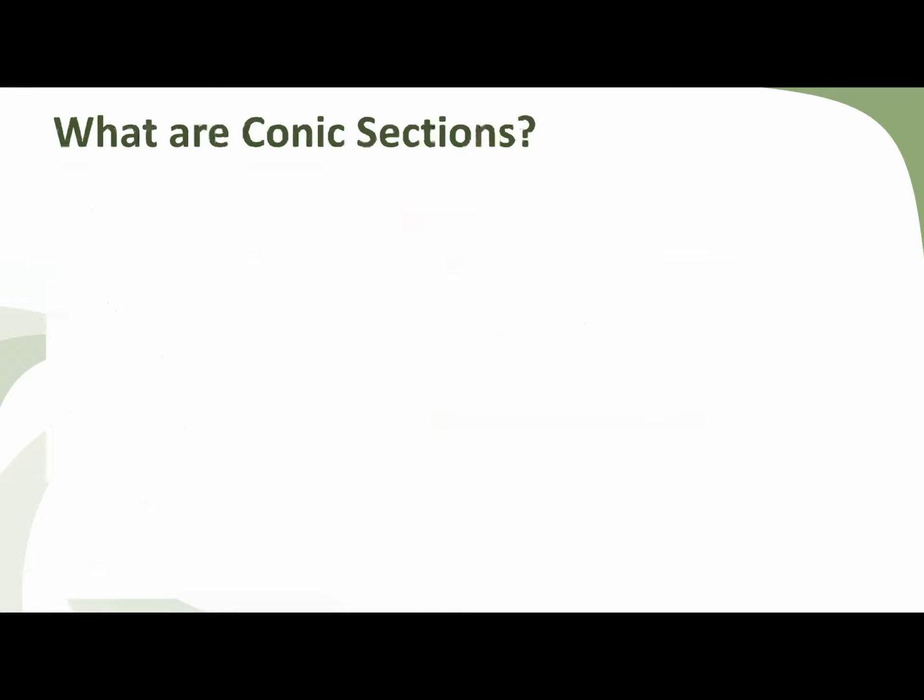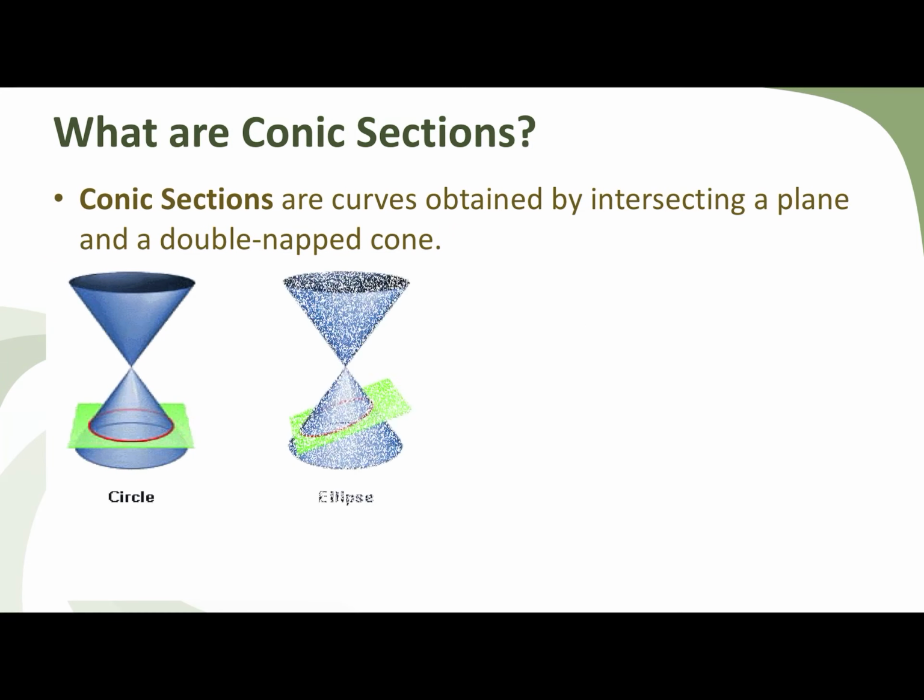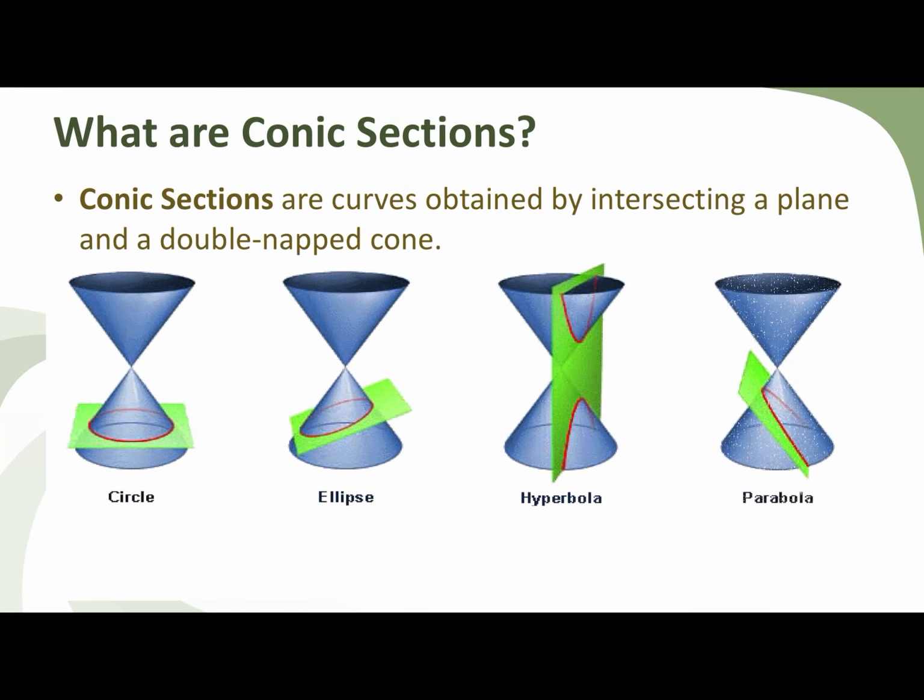So conic comes from cone, and you all probably know what a cone is. But in mathematics, a cone is two cones tip to tip, right? A double napped cone, they call it. So these are the four conic sections. A conic section means that it's a cross section of a cone.